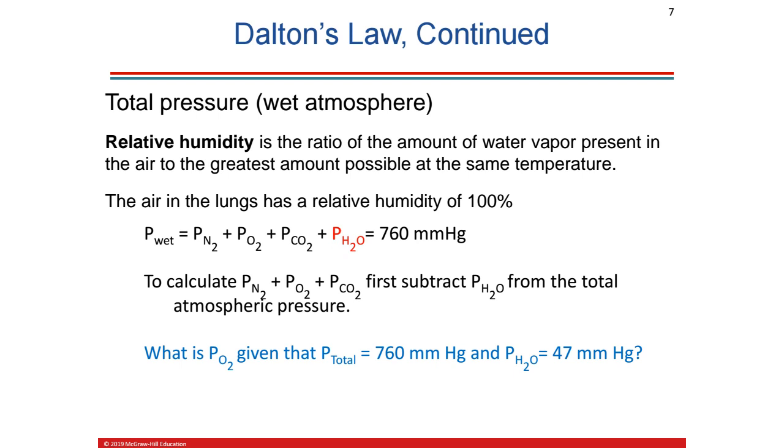So for example, deep within our lungs, we have a relative humidity of 100%. This means that given the temperature of the core of our body, which is 37 degrees centigrade, we can't possibly have any more water vapor than that. Any more water would just turn into condensate within the lung. It would condense into a liquid on the alveolar surfaces and so forth. So the air in the lungs has a relative humidity of 100%.